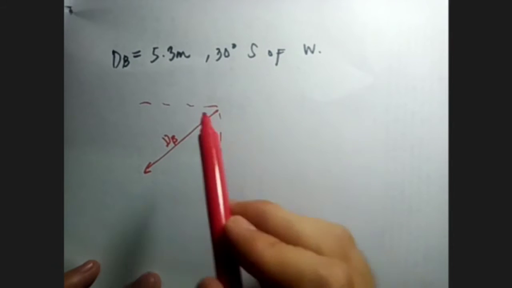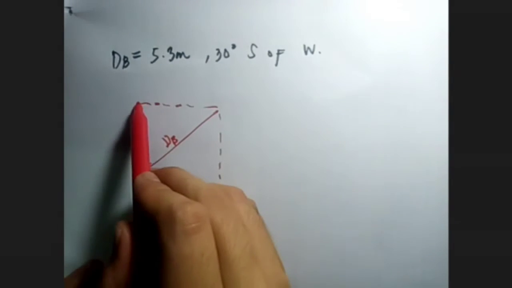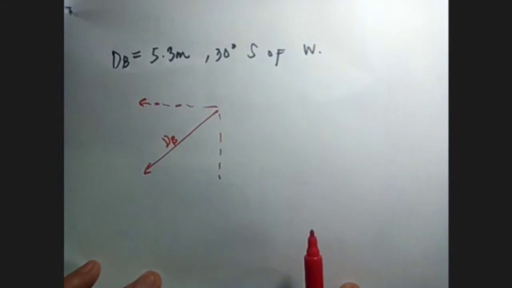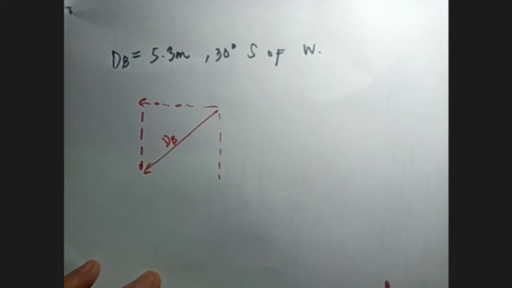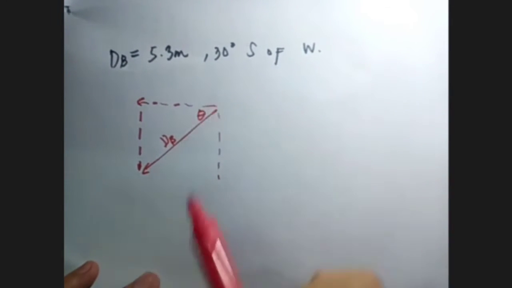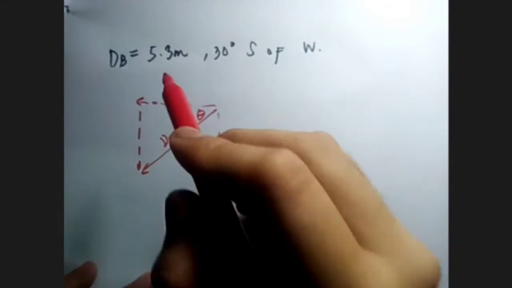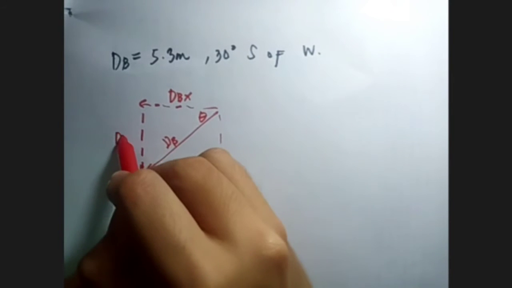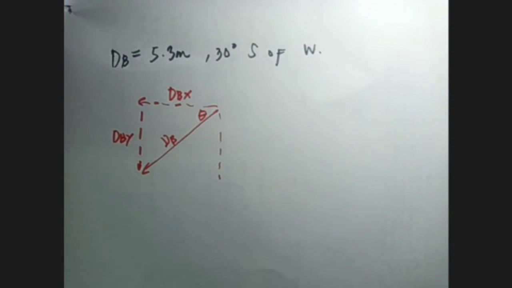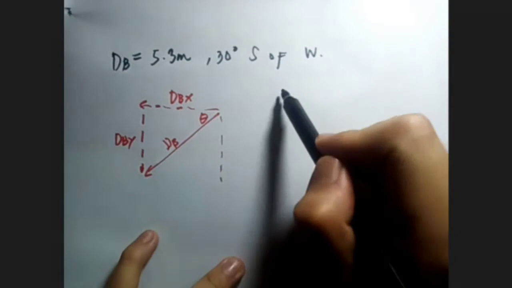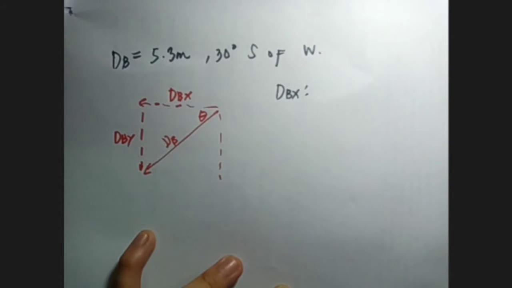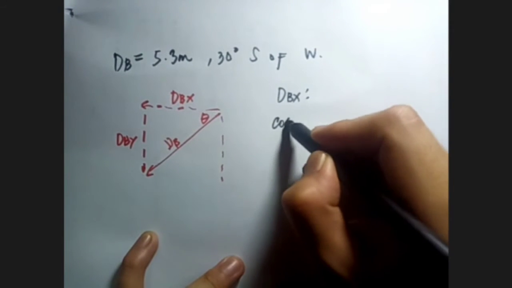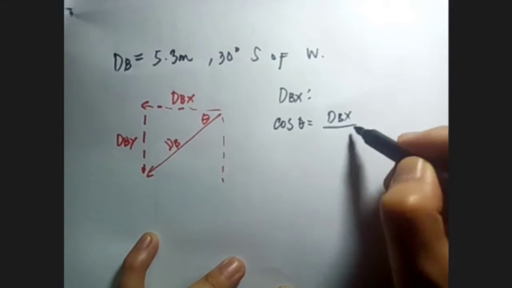Now, this d sub b has a component in the westward direction, in the x direction, and in the y direction. The angle is in respect of the westward direction, so nandito ang angle natin. That is 30 degrees. So this is d sub b in the x direction, d sub b in the y direction. Now let us determine what is the value of d sub bx. To determine d sub bx, what's the relationship of this angle to d sub bx and in respect to d sub b? That is cosine. So cosine theta equals d sub bx over d sub b.